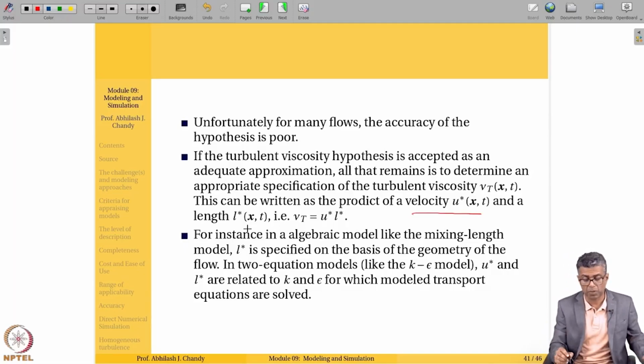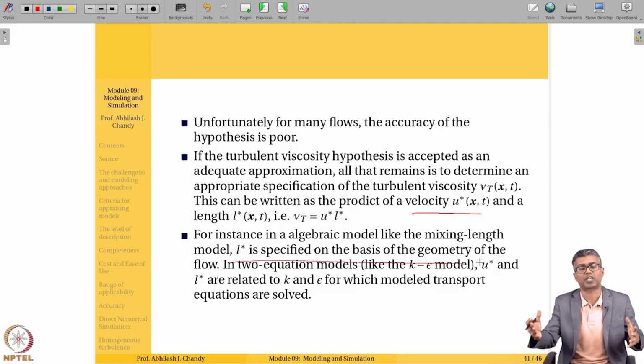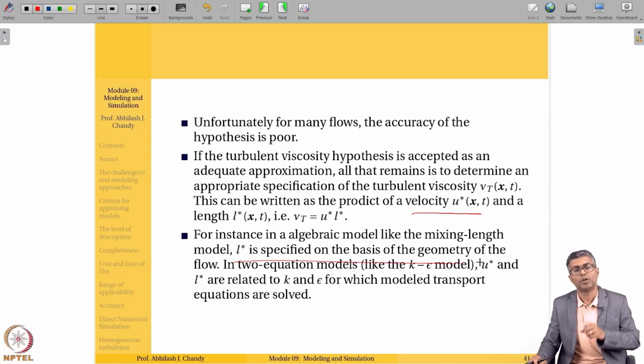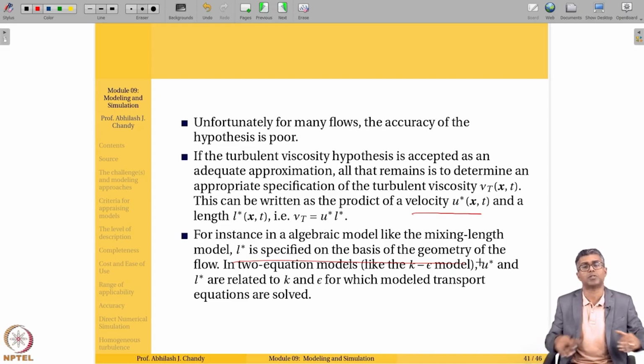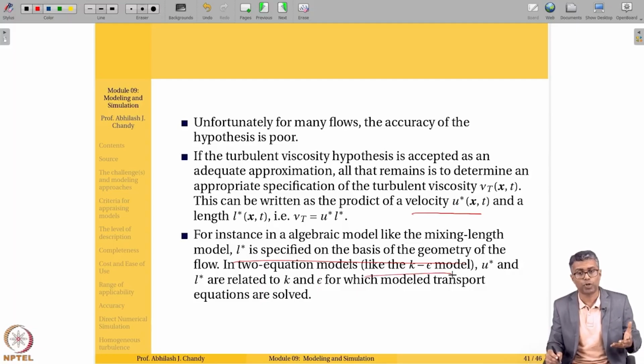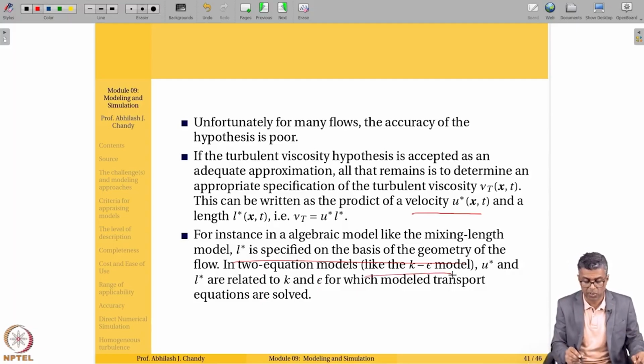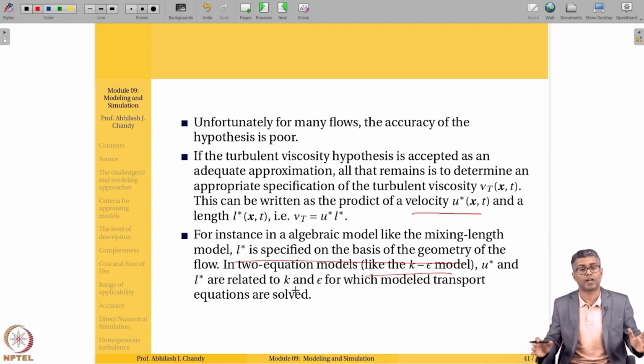In the algebraic mixing length model, the L star is specified based on the geometry of the flow. Basically, a fraction of the characteristic length scale. That's it. Then you get an estimate for nu T, you substitute nu T into your turbulent viscosity hypothesis, and your equations are closed. In another example, like the K epsilon two equation model, U star and L star are related to K and epsilon, and the model transport equations for K and epsilon are solved. You get an estimate for L star using K and epsilon, and you get nu T. You put nu T into your turbulent viscosity hypothesis. There you go. Your equations are closed.